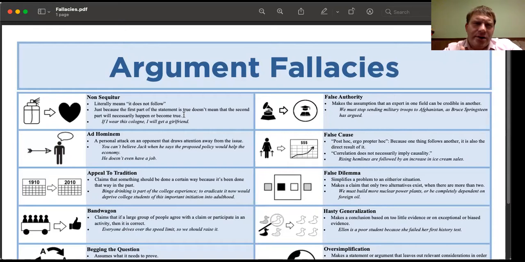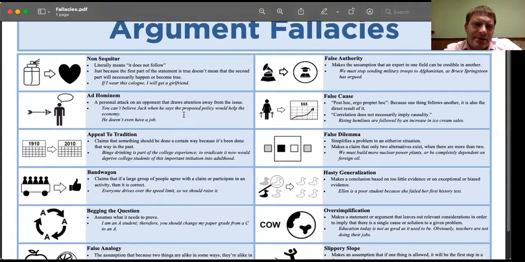So your options are, you have a non-sequitur, which literally means it does not follow. Just because the first part of the statement is true doesn't mean the second part is true. Then you have an ad hominem, which is an attack on the person. You have appeals to tradition. You have the bandwagon appeal, kind of everybody jumping off the bridge.